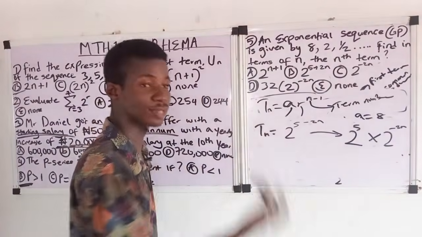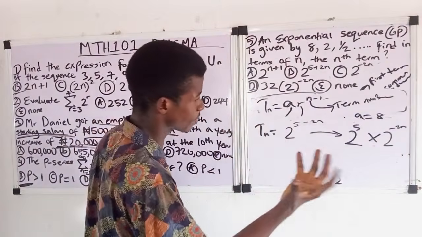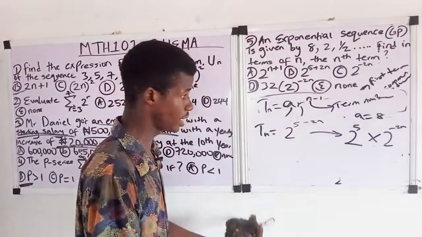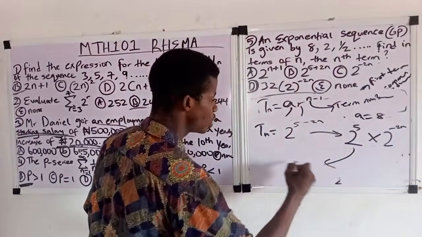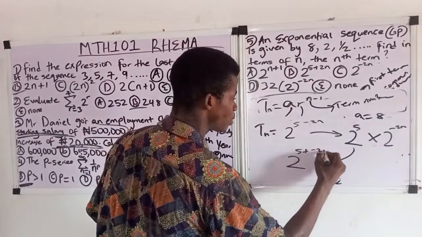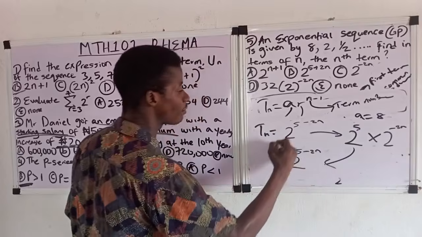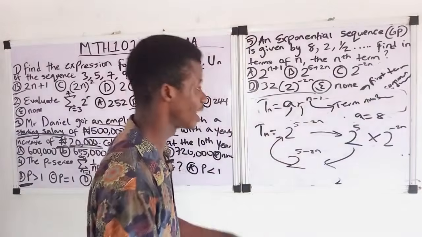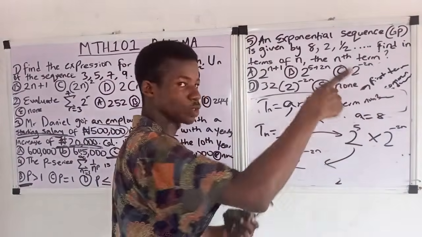Because according to indices, when the same base is multiplied, we take one of the bases and we add their powers, right? 5 plus minus 2n gives us 5 minus 2n, right? So we have gotten this one back. So it's the same thing. This one is still the same as 2 raised to power 5 times 2 raised to power minus 2n.